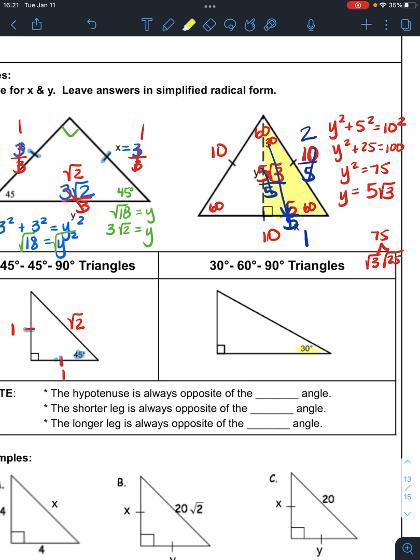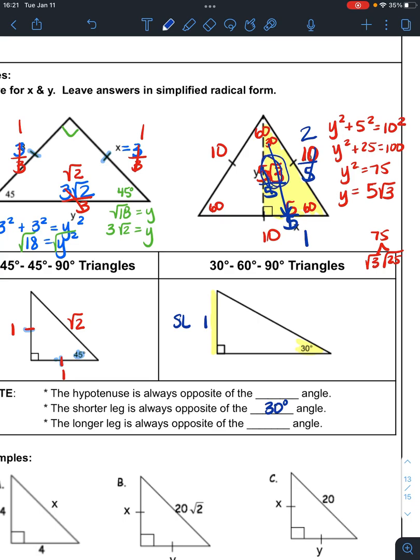Okay, so if we go over here, let's create our reference triangle. Here's my 30-degree angle. This is what's called my short leg. The short leg is always opposite of the 30-degree angle. Remember, we talked about a while back that short sides are across from small angles, long sides are across from large angles. And so my short leg is across from the 30, and we're going to put the 1 on the short leg.